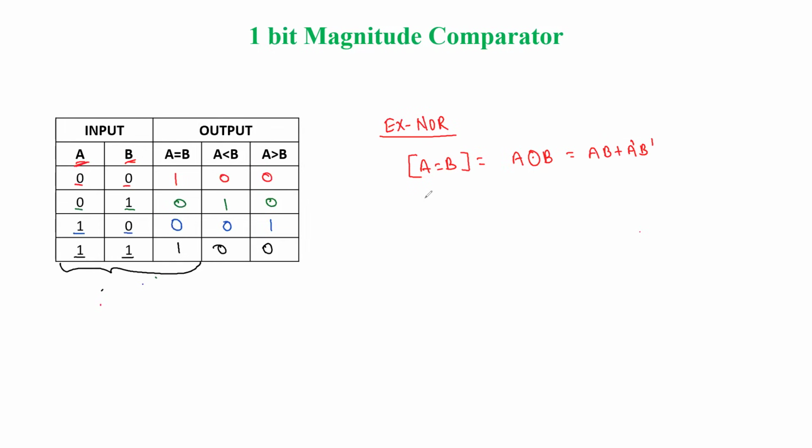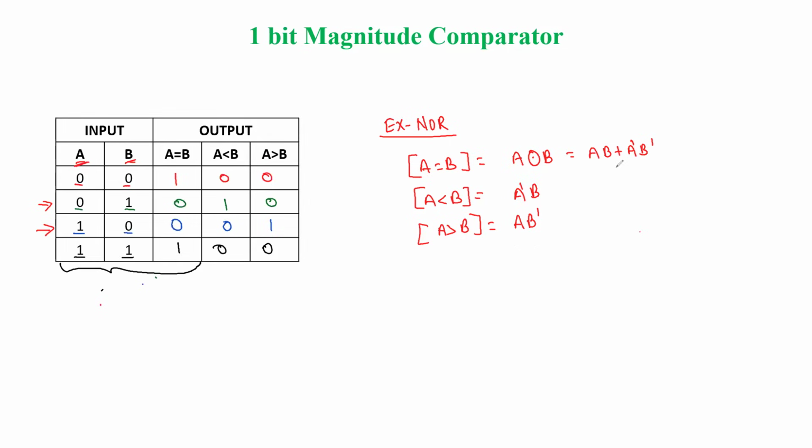Similarly, the second is A less than B. It is the condition only one time when A is less than B. That combination we have is A' B. So whenever A is less, that is A' B, that means its complement shows 0 and without complement it shows 1. Next, what do we have? A greater than B. When A is greater than B, this is the condition here. A is 1, B is 0. So this is A B'.